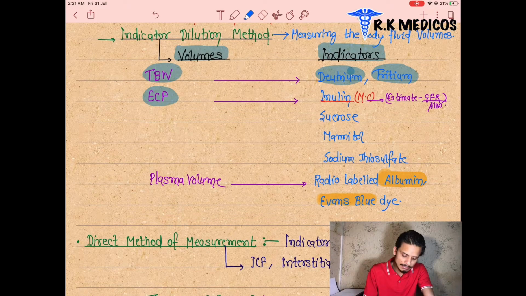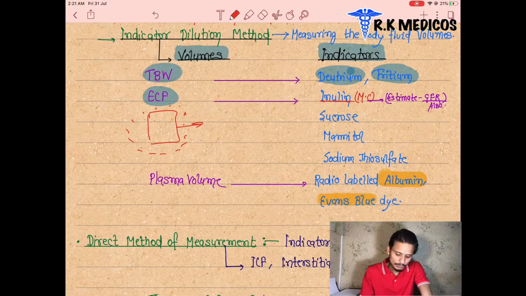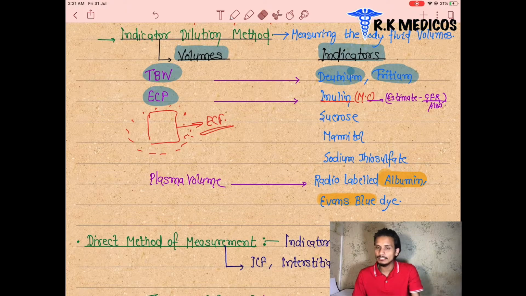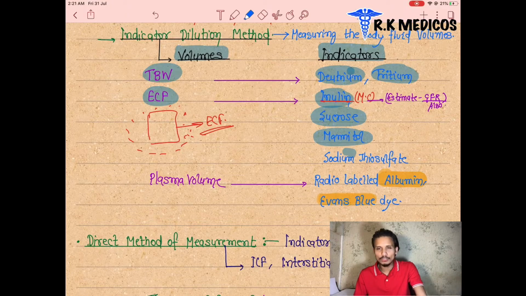Suppose this is the cell, and the space present outside it is the extracellular space. The fluid present in that area is called extracellular fluid. The indicators for calculating extracellular fluid are inulin, sucrose, mannitol or sodium thiosulfate. These are the four indicators for the measurement of extracellular fluid. Now we are going to see the next point.